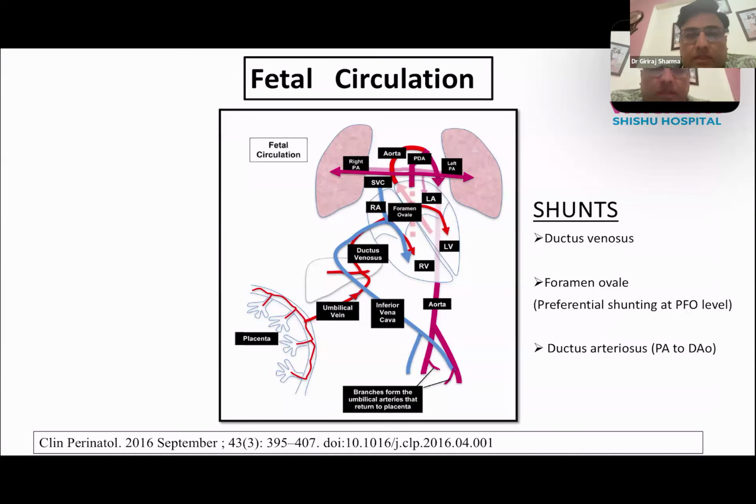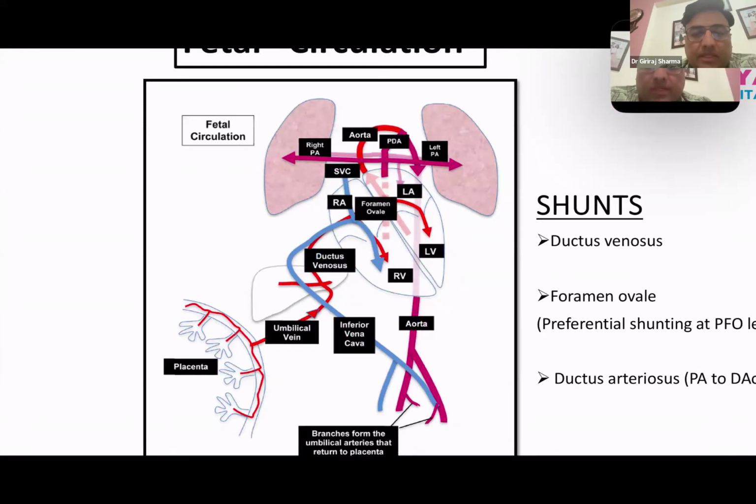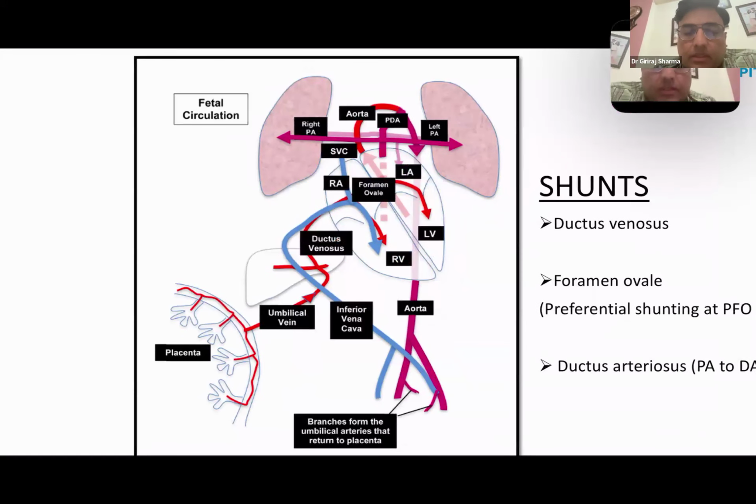So first, coming to fetal circulation. In the fetus, the site of gas exchange is the placenta. So gas exchange happens at the placenta, not at the lungs. Here oxygenated blood will come to the umbilical vein. Gas exchange happens and oxygenated blood comes to the umbilical vein. This red one is oxygenated blood. Relatively oxygenated blood is going in the umbilical vein.